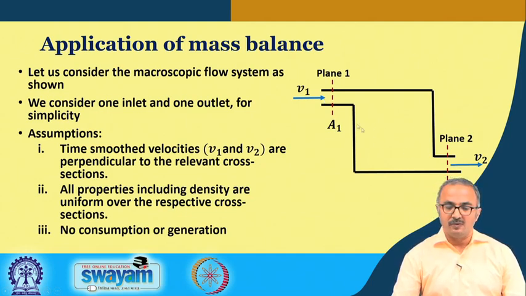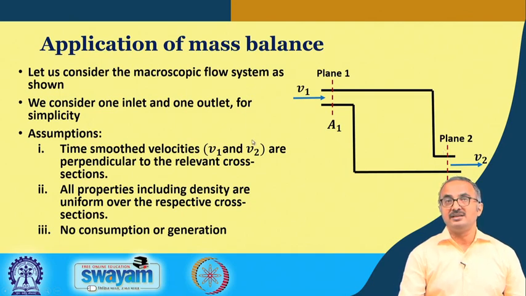Now, what are we doing? We are having these two planes at the inlet and at the outlet, and we are considering that the inlet and outlet need not have the same area of cross section. So, we are representing these areas of cross section by A1 and A2 respectively, and we have the fluid moving into the system with a velocity V1 and coming out of the system with a velocity V2.